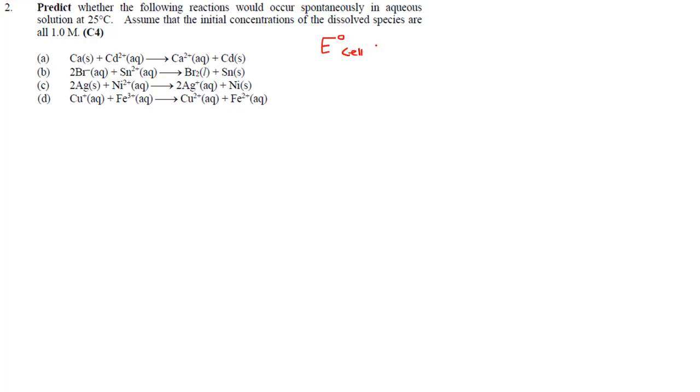So again, E0 cell tu adalah E0 cathode minus E0 anode. Dan macam mana nak tentukan dia tu spontaneous ke tak? If the E0 cell value yang you kira tu, if it's more than 0, that means that the reaction is spontaneous. If it's less than 0 means it is non-spontaneous lah. Okay.